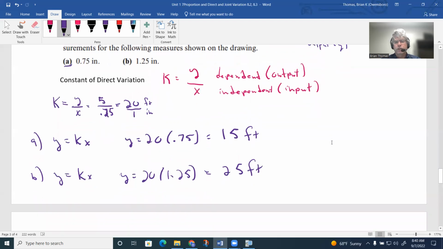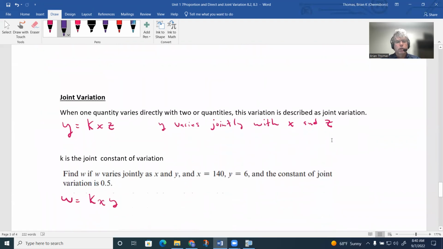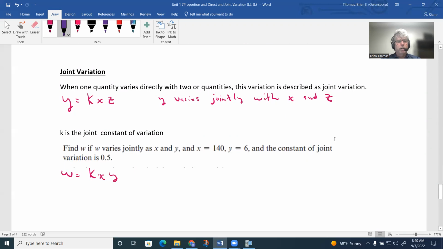That's how we can solve a direct variation problem. There's also what's called joint variation. When one quantity varies directly with two or more quantities, this variation is described as joint variation. So we have y equals kxz. Notice how y again is the output. This is what we're going to be looking for. This is going to be the dependent variable. The k is going to be the constant of variation. The x and the z are going to be the given information.